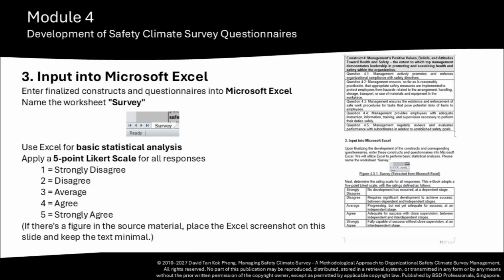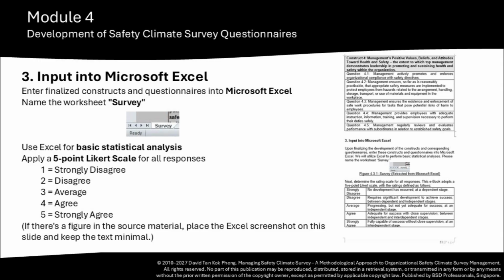This slide explains the next step after developing the survey constructs and questionnaires. Once all constructs and questionnaire items have been finalized, the information should be entered into Microsoft Excel. Excel will serve as the primary tool for organizing the survey data and performing basic statistical analyses. A worksheet named Survey should be created to store all the questionnaire items and responses systematically. This ensures that the collected data is organized and ready for analysis.